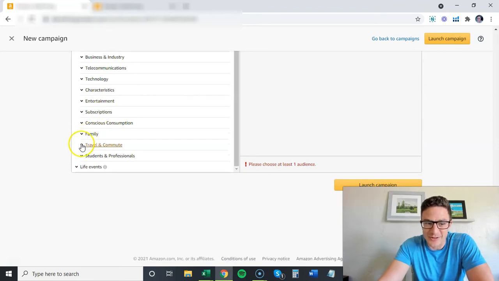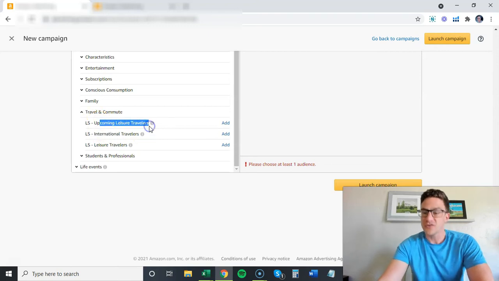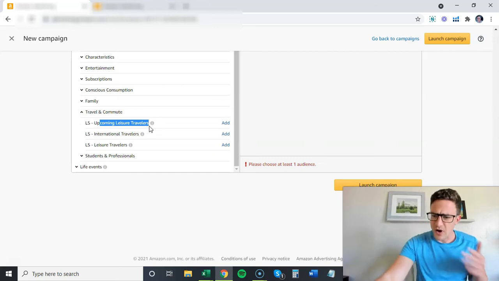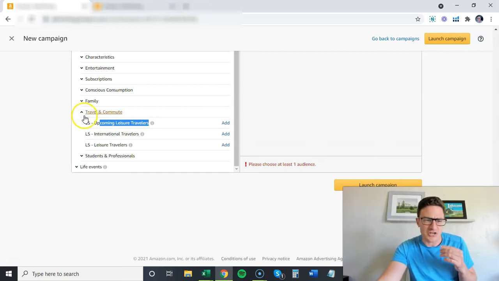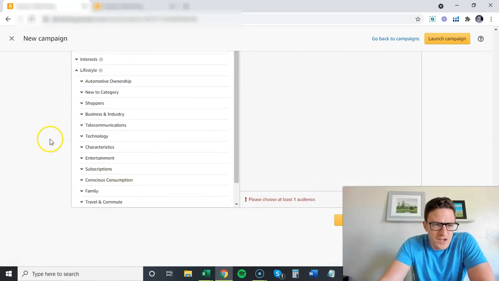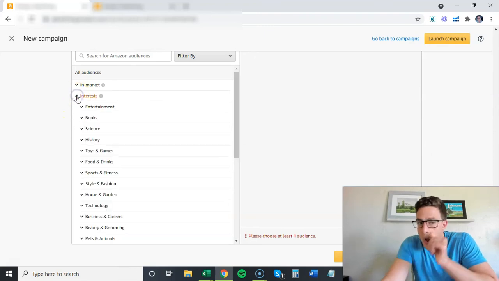You guys can see I'm kind of learning this with you right now because there's a lot of holes in this, but I'm getting data very, very quickly off of this. Travel and commute, international travelers, upcoming leisure travelers. If you have sunscreen, if you have a swimsuit, something where people are going to go on vacation, you can target them with that. That one's interesting. It seems like it's pretty broad.